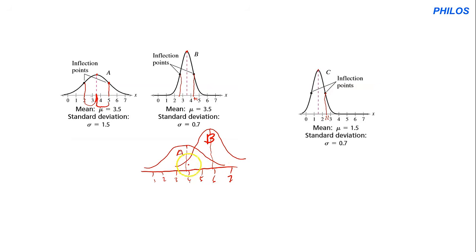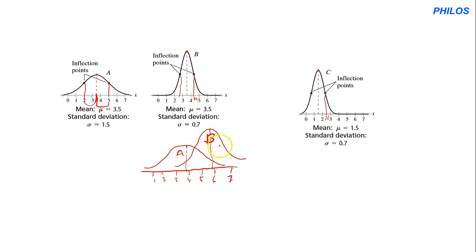But if another question asks you which of them has a higher standard deviation, the answer is A. The flatter one has a bigger standard deviation than the taller one. So whenever you see such a question, you should be very careful and answer it properly.